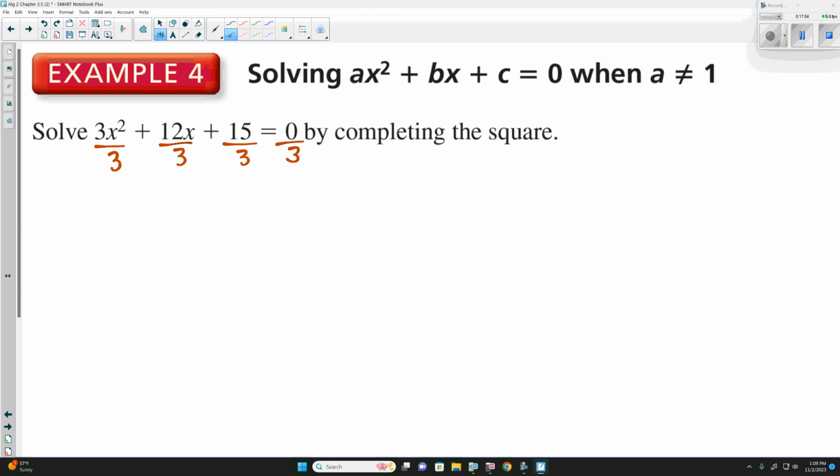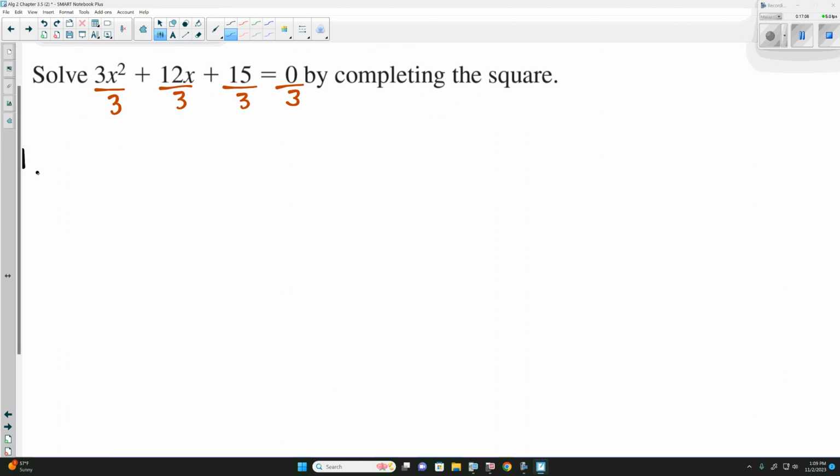Now this problem is nice because when we divide everything by 3, well, 3x squared divided by 3 is x squared. 12x divided by 3 is plus 4x. And 15 divided by 3 is plus 5. And the most challenging one of them all, 0 divided by 3 is 0.